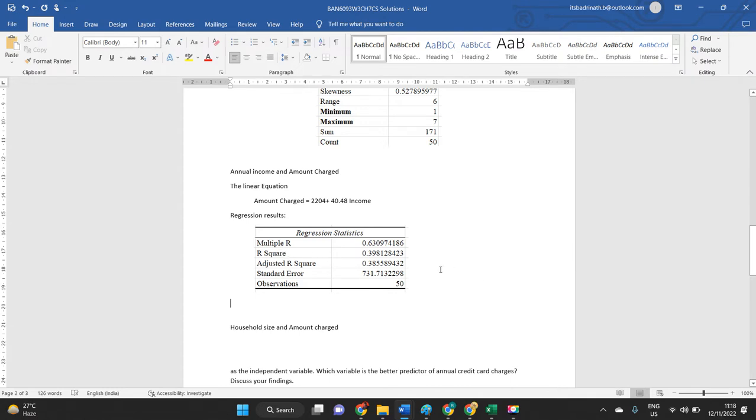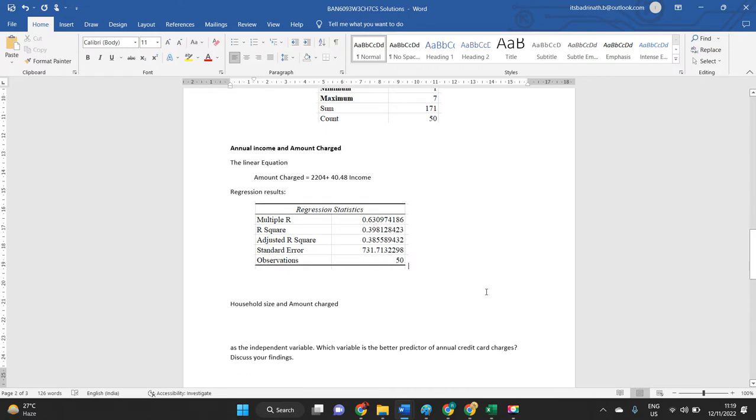What is the R square value? R square speaks about regression accuracy, the linear regression equation accuracy. Then you can write about the standard error. These two you can write. So write about these two things. That is enough. Just make sure that this is all under annual income and amount charged.